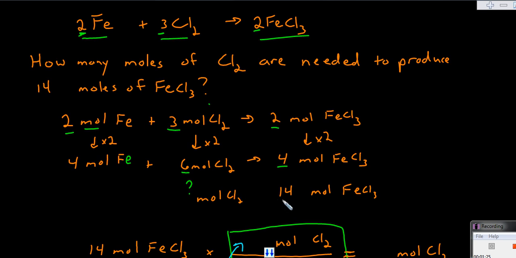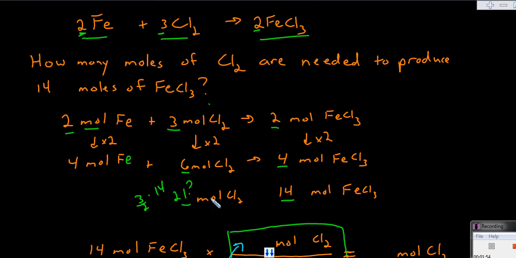Considering this, if you wanted to form 14 moles of iron(III) chloride, how many moles of chlorine would you need? Well, you still need this 3 to 2 ratio of chlorine to iron(III) chloride, and so you need 3 over 2 times 14 moles. You need 21 moles of chlorine.